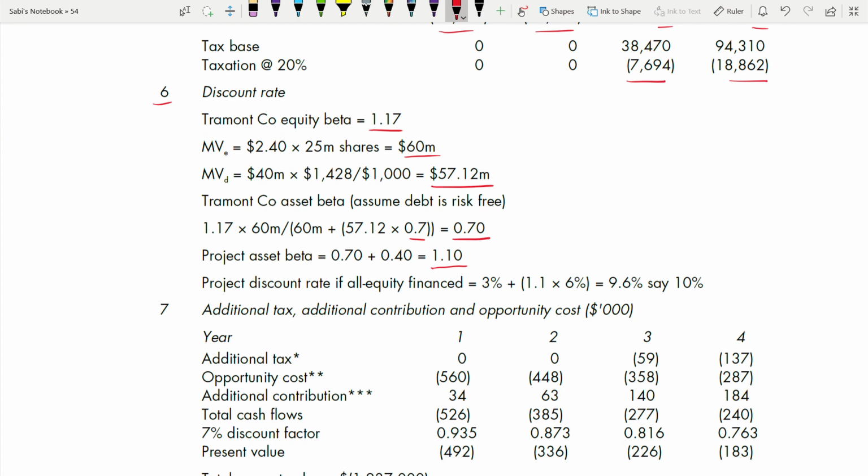Check this and this. In any condition, your asset beta should always be less than equity beta. If, let's say, your asset beta is 1.18, you are wrong somewhere. Error, because it cannot exceed your equity beta. Now, 1.1 is the equity beta.